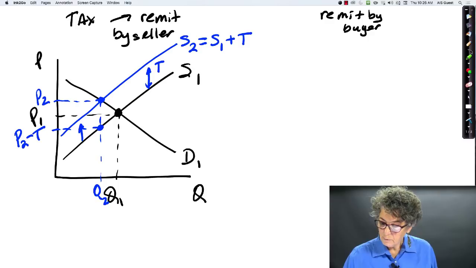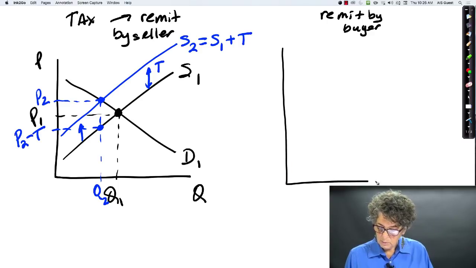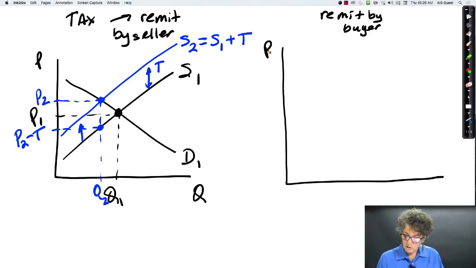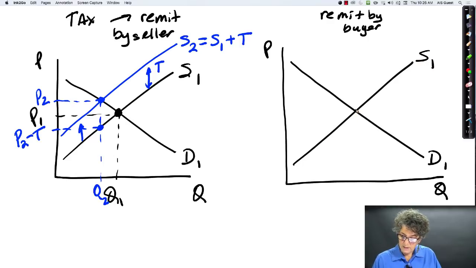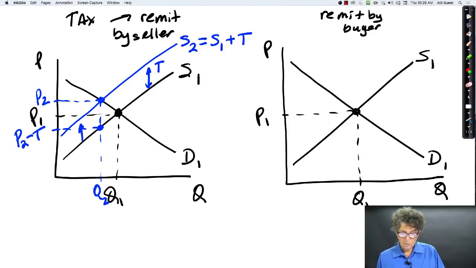On the other hand, if we want to look at how we would model a tax if it was remitted by the buyer, it's only slightly different. So once again, I'm going to start with my standard picture. I've got price on the vertical and quantity on the horizontal axis. I've got a downward sloping demand curve, D1, an upward sloping supply curve, S1. I've got my initial equilibrium price, P1, and my initial equilibrium quantity, Q1.